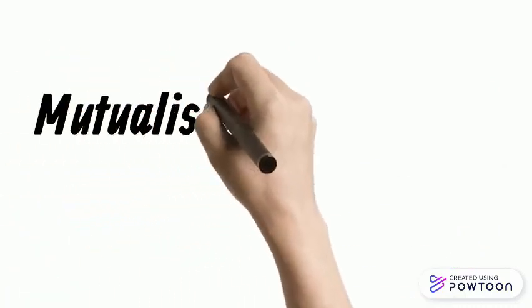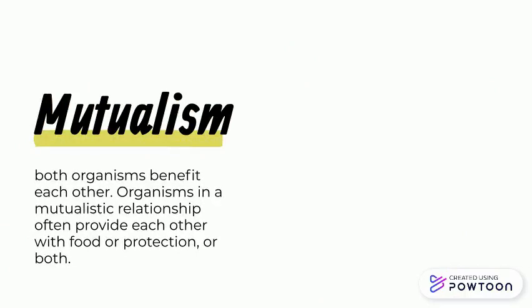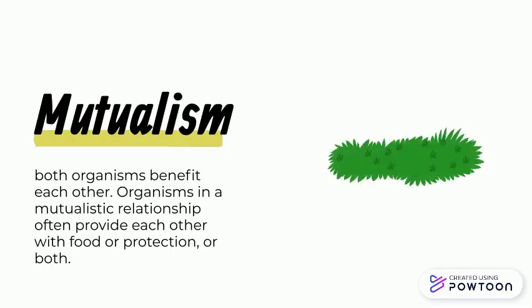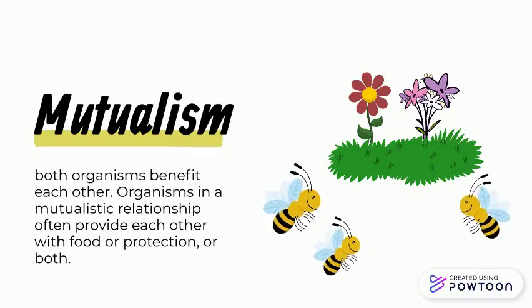The first one is mutualism. Both organisms benefit each other. Organisms in a mutualistic relationship often provide each other with food or protection or both. An example of mutualism is the bee and the flower. The bees get to eat and the flowering plants get to reproduce.